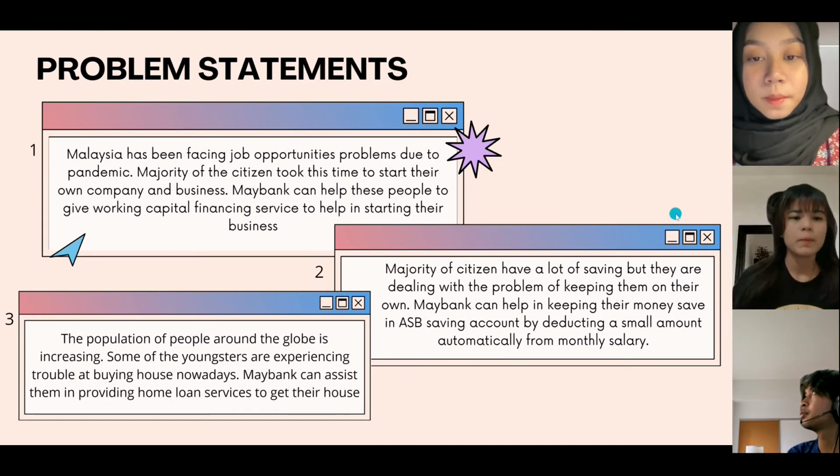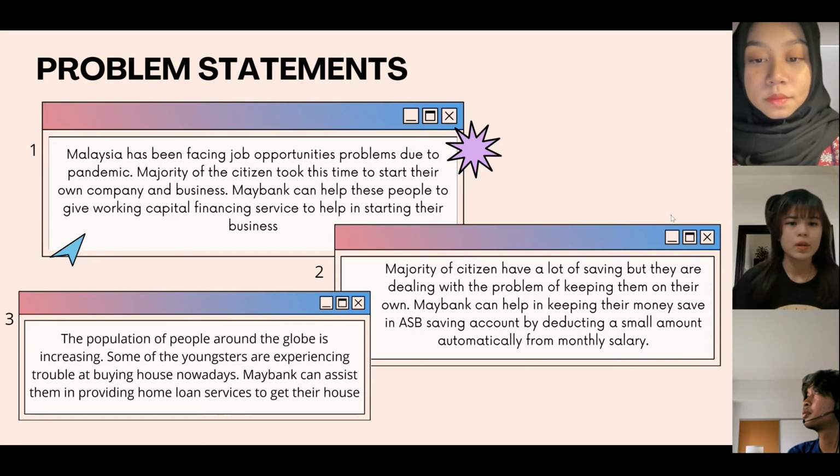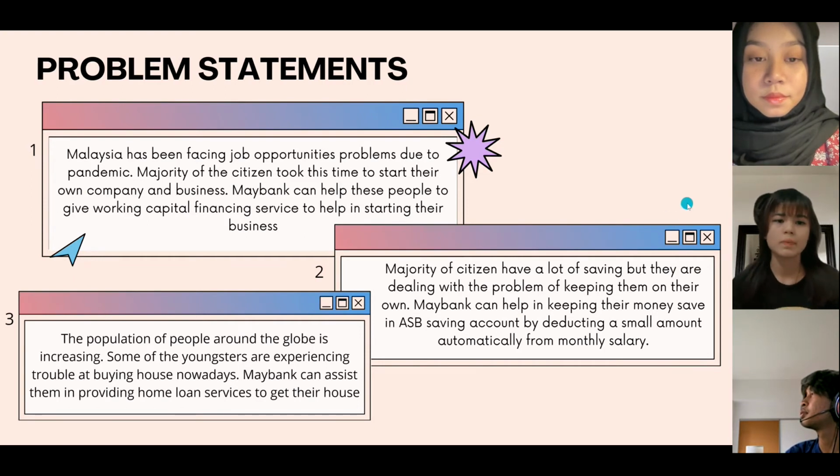Problem statements. Number 1. Malaysia has been facing job opportunities problem due to pandemic. Majority of the citizens took this time to start their own company and business. Maybank can help these people to give working capital financing service to help in starting their business.